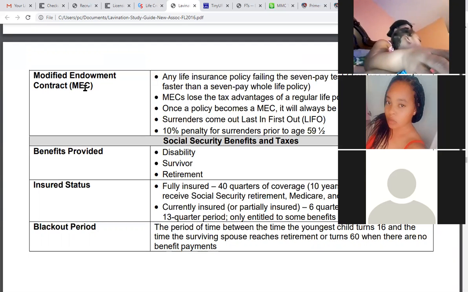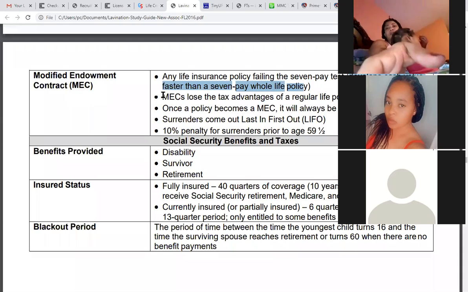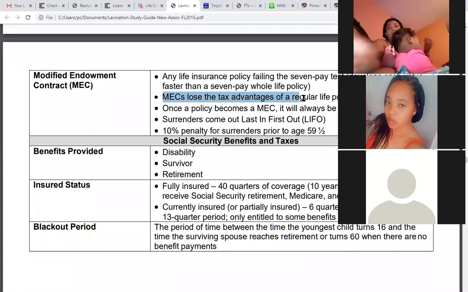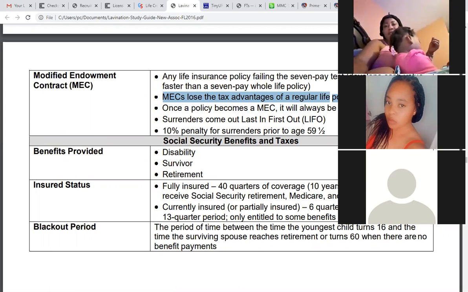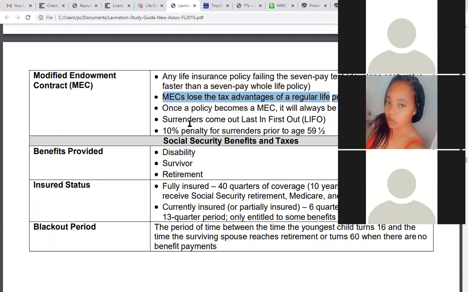Modified endowment contract. I remember somebody taking an exam found that concept was maybe different the first time. MEC. When a policy becomes a MEC, it remains a MEC. Any life insurance policy failing the 7-pay test, that is, developing more cash value faster than a 7-pay whole life policy, becomes a MEC. It becomes like a retirement account. Once it becomes a MEC, it loses its tax advantages. It's no longer treated as a life insurance policy; they treat it as a retirement account. So if you take money out, they charge you a 10% penalty. Once the policy becomes a MEC, it will always be a MEC.